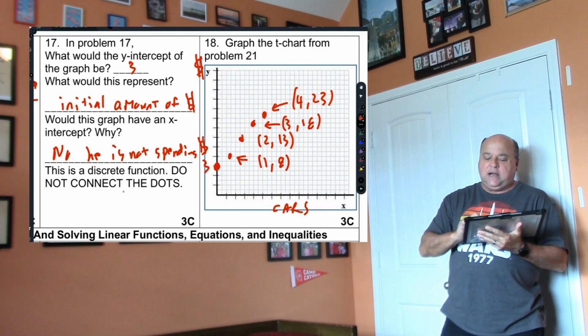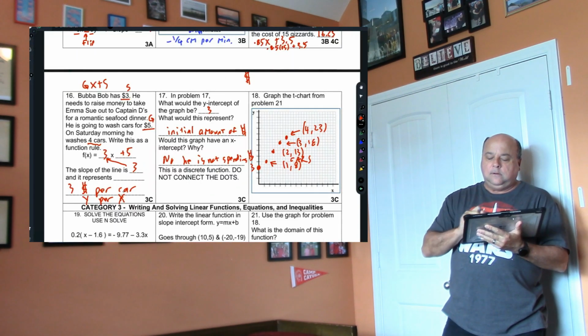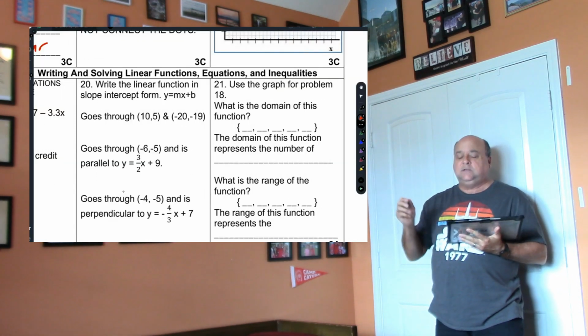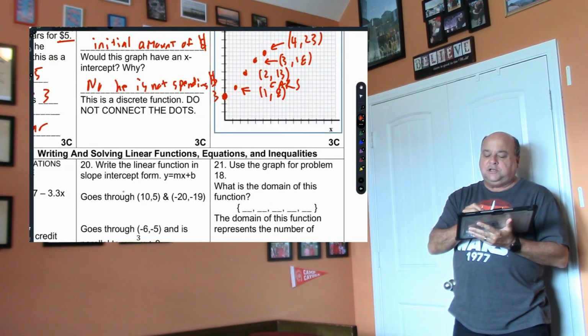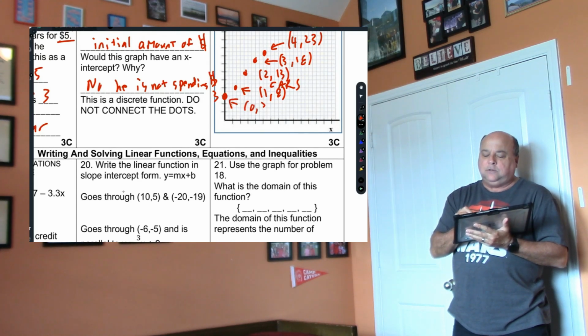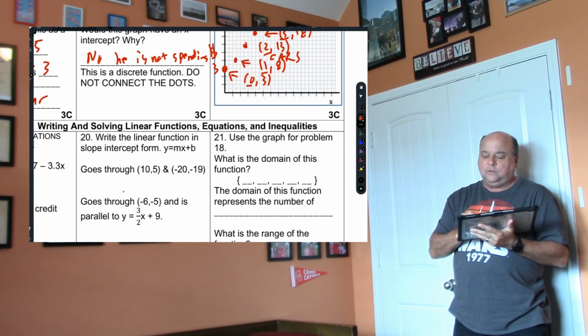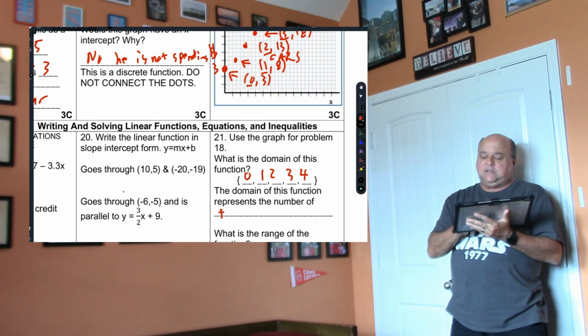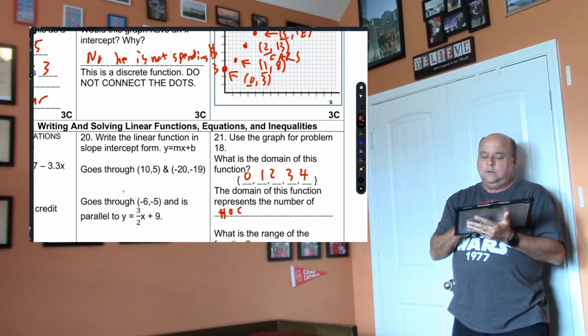Now then, let's go down to number 21, because 21's linked up. The domain of the function, and this one right here is going to be 0, 3. The domain is my x's. 0, 1, 2, 3, 4. And this represents the number of cars, doesn't it?